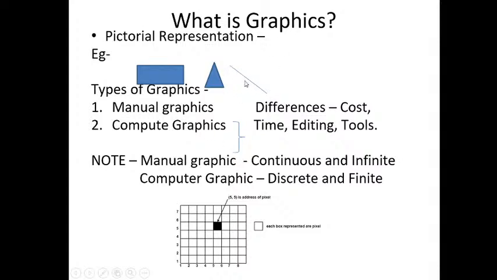When you draw a line, it is a continuous line. There is a line at point 1.1, there's a line at 1.2.